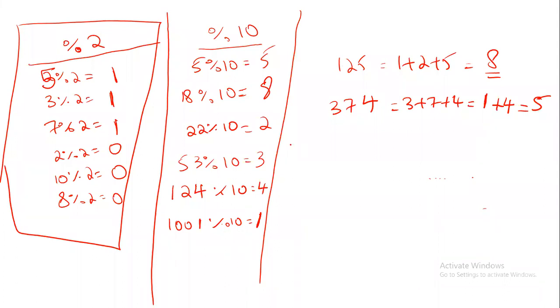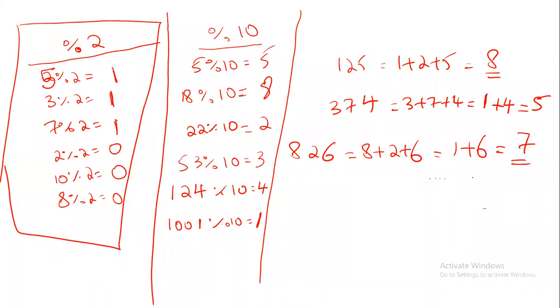826. What we have to do is 8 plus 2 plus 6. What is 8 plus 2? 10. 10 plus 6, 16. 16 is a two-digit number. That's why again I have to add 1 plus 6. What is 1 plus 6? 7. So 7 is our answer here.